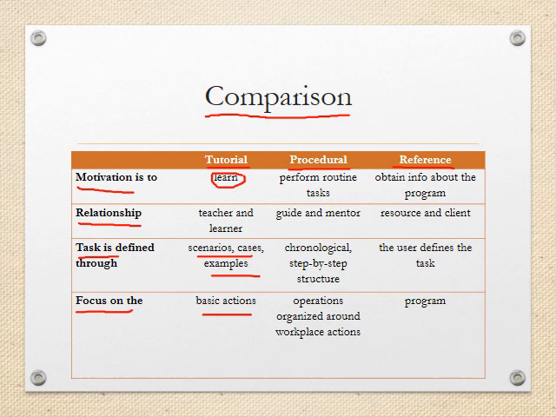The procedural documents perform routine tasks. They build a relation like guide and mentor. In order to define their task, they use a chronological and step-by-step structure, and they focus on operations organized around the workplace activity. Reference documents intend to motivate users to obtain information about the program. The kind of relationship is resource and client, and the users define their task as we mentioned earlier, and they focus on the whole program features.